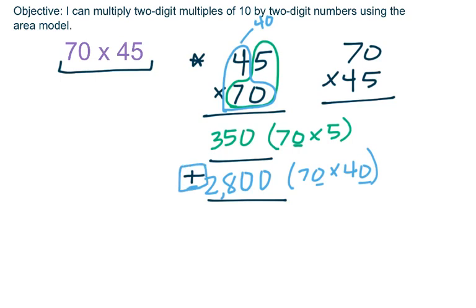Okay, final step. Notice my plus sign. Got to use it now. So I'm going to add them up. My place values aren't as straight on this one, so I'm going to draw my lines in between. 5 plus 0 is 5. 3 plus 8 is 11. Carry my 1. And 1 plus 2 is 3. So 70 times 45 equals 3,150.